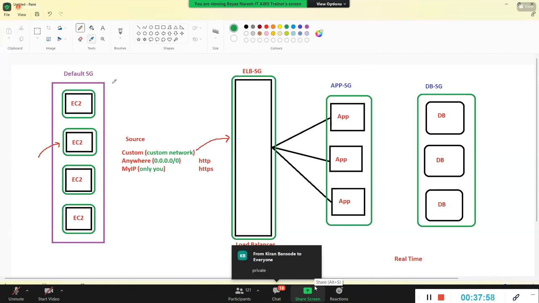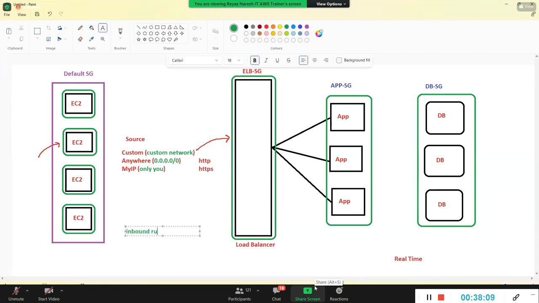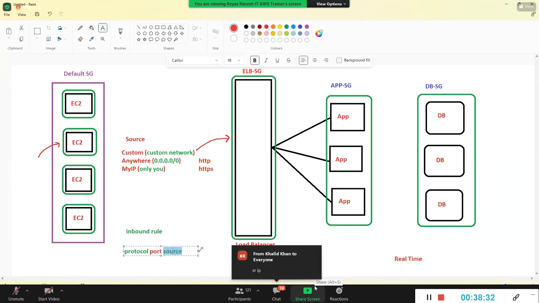So guys, whenever you add an inbound rule, it will be like this. The sample example for an inbound rule is like this. First, you need to select the protocol. After that, you have the port number. After that, you have mainly the source. Mainly, these are the three things whenever you're doing an inbound rule. Now I'll write the example.